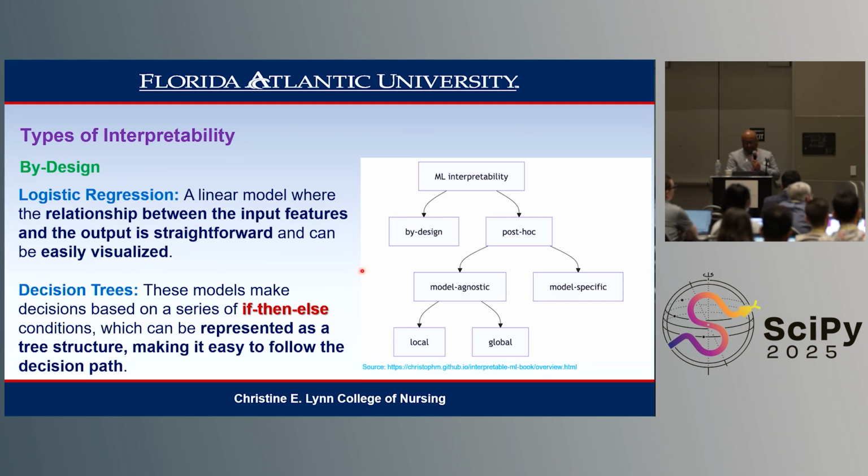You see that by design we can say logistic regression is a linear model where the relationship between the input feature and output is very straightforward and easily visualized. So this is a very simple model. Maybe a decision tree can also be simple if you use an if-then-else condition and represent it as a tree structure, making it easy to follow. Not all decision trees are simple models. Random forest may be more complex.